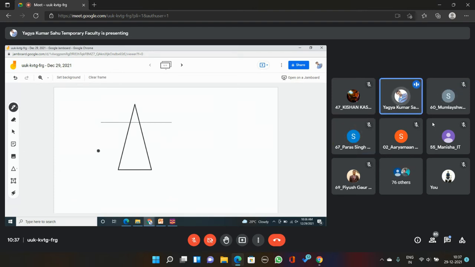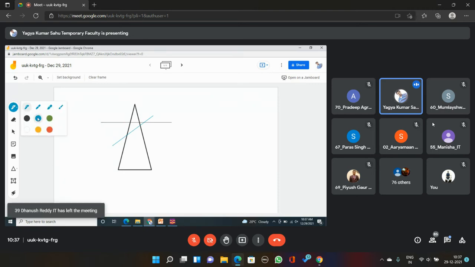Now suppose the same cone is cut by a section plane like this. Ellipse, sir. So the orientation of the section plane is inclined to the base. Any inclination, but it is inclined to the base. You can take 30, 40. Now suppose the section plane is like this.